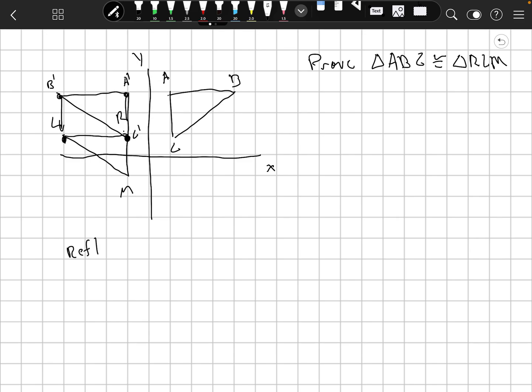Okay, so all you have to do is reflect triangle ABC over the y-axis, then translate down 2. And you would get that ABC would be right on top of RLM, and you've proven it.